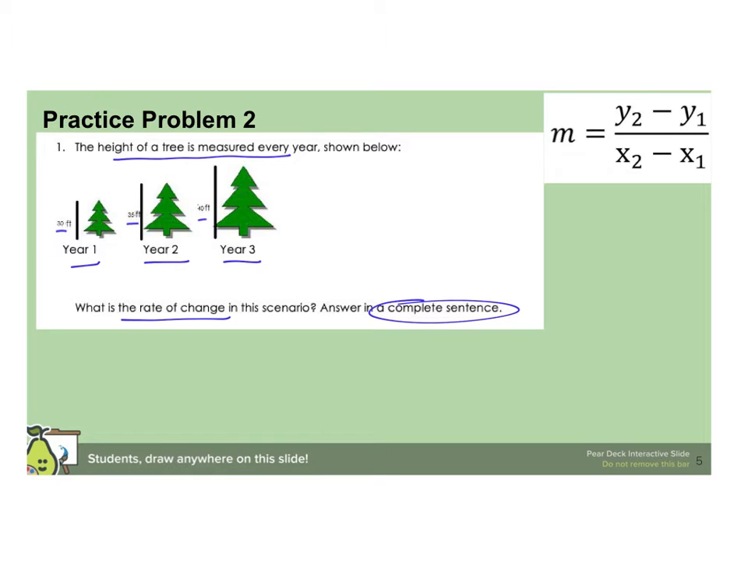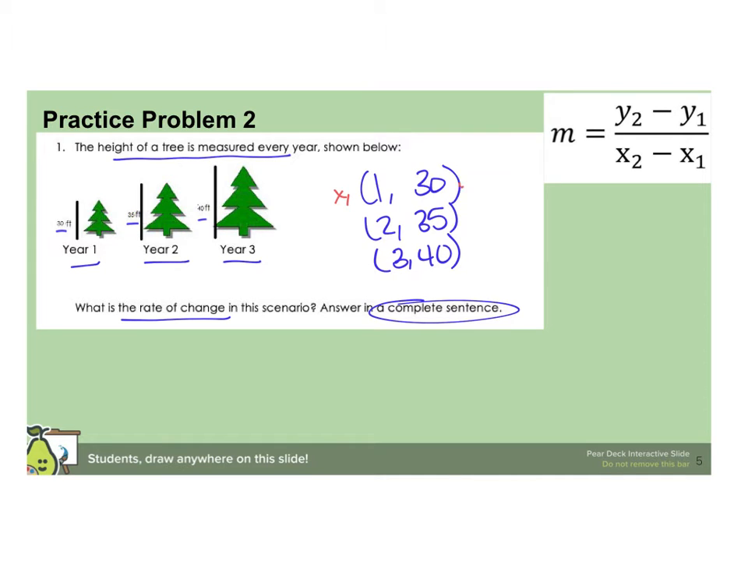So let's list them out. So the first one, the x is going to be the time. Usually time is always your x value. So it's 1, 30, and then 2, 35, and 3, 40. I can kind of do this math in my head, but I'm going to get in the practice of using the slope formula. So I'm going to use the first 2 points.